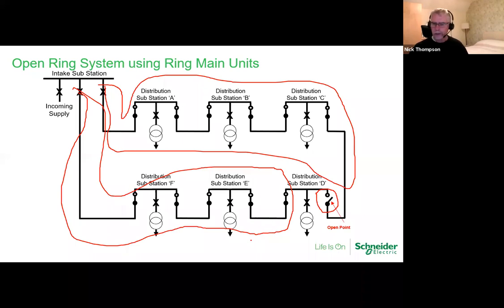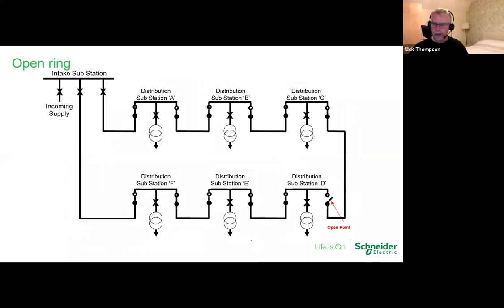Now, I'm going to introduce a fault, and we can actually see what will happen just by my simple graphics. So we've got the fault there, and we get fault current like we did on a radial to the point of the fault, and that's as far as it's going to go.